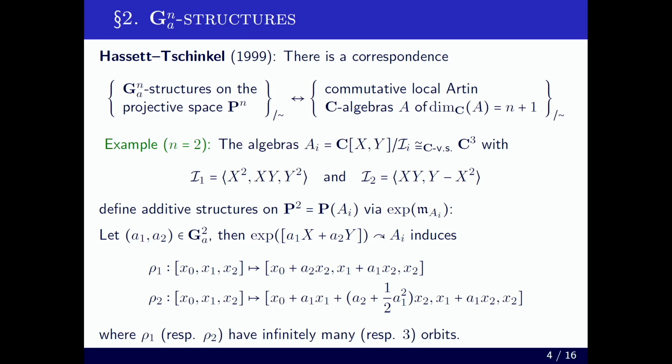The second one is less naive, and the orbits are very different. For instance, in the first one, on the line x2 equals 0, every single point is an orbit, a fixed point. But for the second action, this line is fixed as a set, but there is a non-trivial action, and there is only one fixed point. So in the first case, you have infinitely many orbits, one for each point of this line. But for the second one, you have 3 orbits.